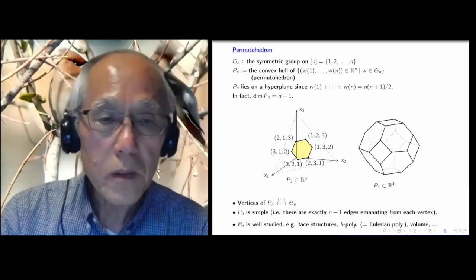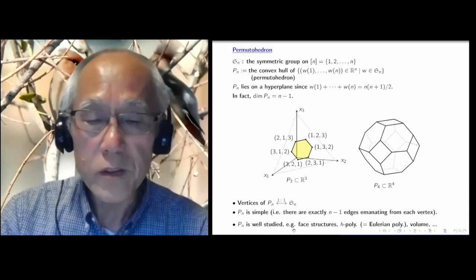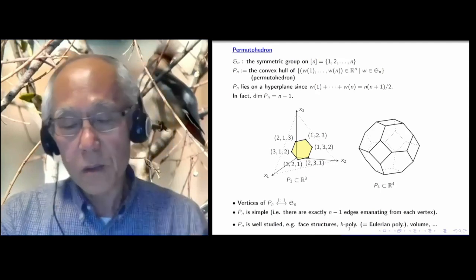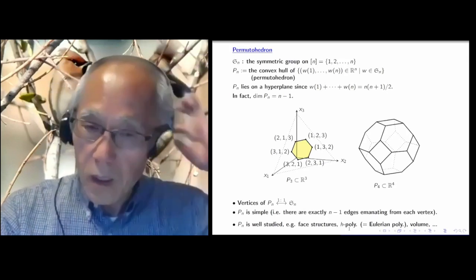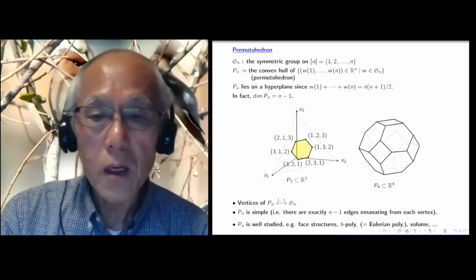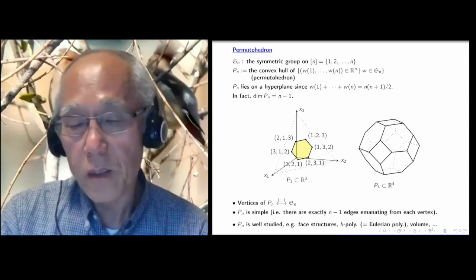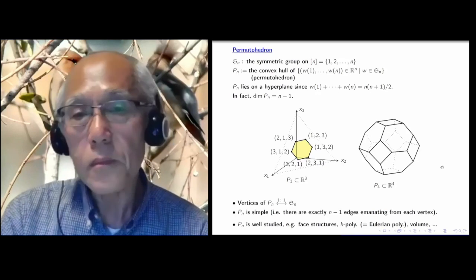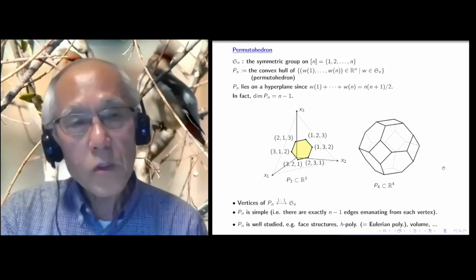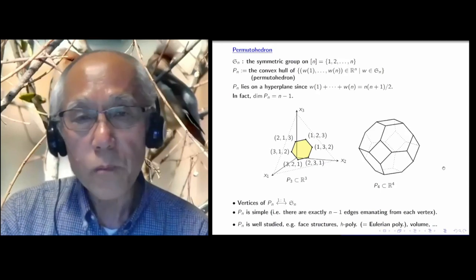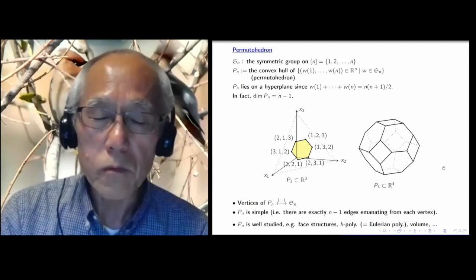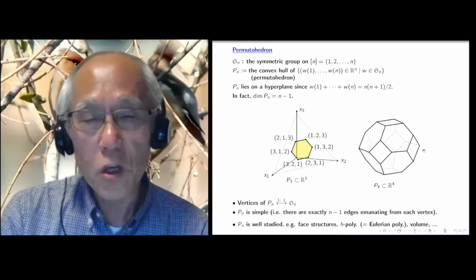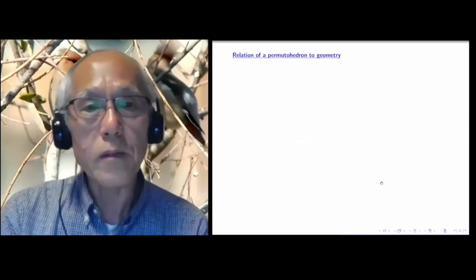And this permutohedron is very well studied. For instance, the face structures are well understood. It is known that the h-polynomial agrees with the Eulerian polynomial, and the volume of Pn is understood, and so on. There are many researches on Pn. So the permutohedron is an interesting convex polytope from the viewpoint of combinatorics, but not only that, it is related to geometry. That I'm going to explain next.